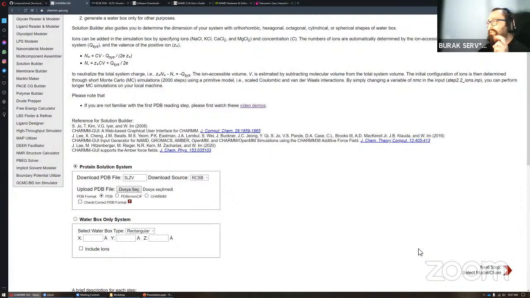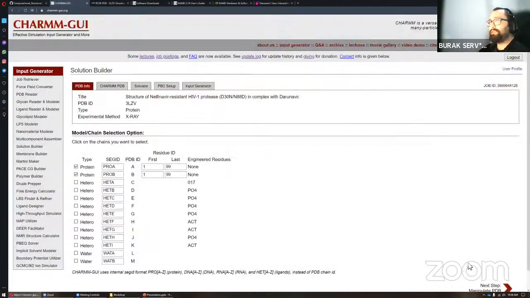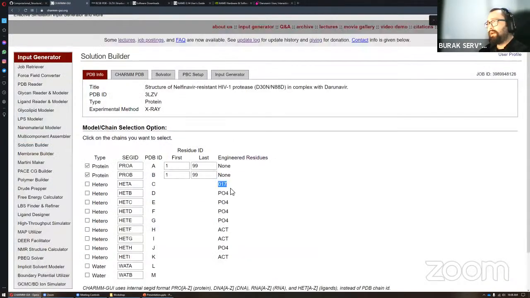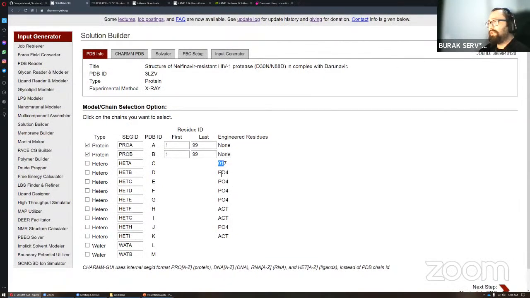That means we will select our models or chains or other materials in our system. Now you can see the first one, our first chain, the orange one, and PROB, our second chain, the green one. When we check the hetero part, now you can see we have some IDs there, 017 and POH4, for example. But I want to compare this ID on the PDB's website.